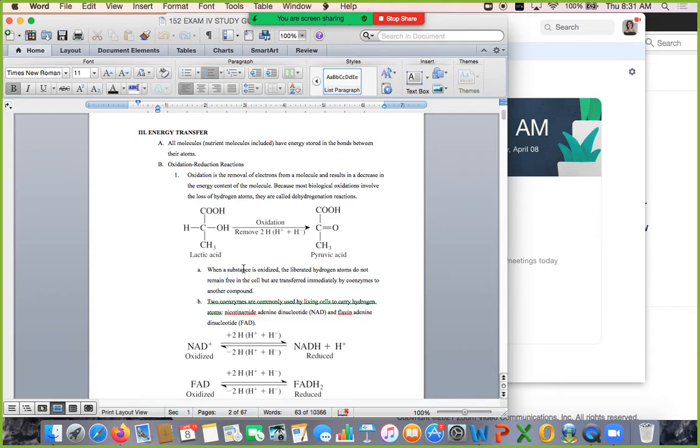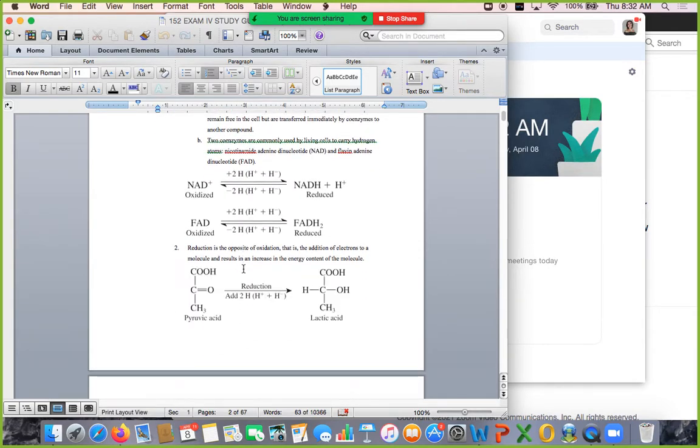A reduction reaction would be the opposite. If lactic acid going to pyruvic acid is the oxidation reaction, then going from pyruvic acid back to lactic acid is a reduction reaction. You're always going to have them equal and opposite, and they're depicted as redox reactions because every time we have a reduction reaction, there's typically, at the same time, an oxidation reaction.